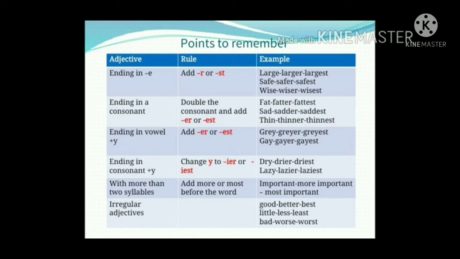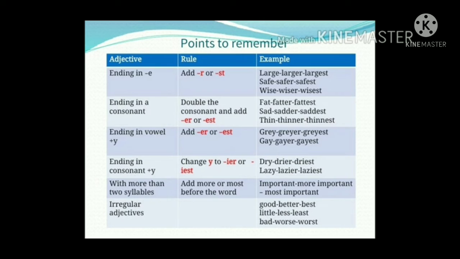Now, for the adjectives which end with a consonant alphabet or sound, the rule is to double the consonant and add ER or EST. For example, fat, fatter, fattest. So F-A-T, fat, the last alphabet is T, and T is a consonant, so we have to double that consonant while changing it into the comparative as well as superlative form. Like for example, sad, sadder, saddest, thin, thinner, thinnest, big, bigger, biggest, and so on.